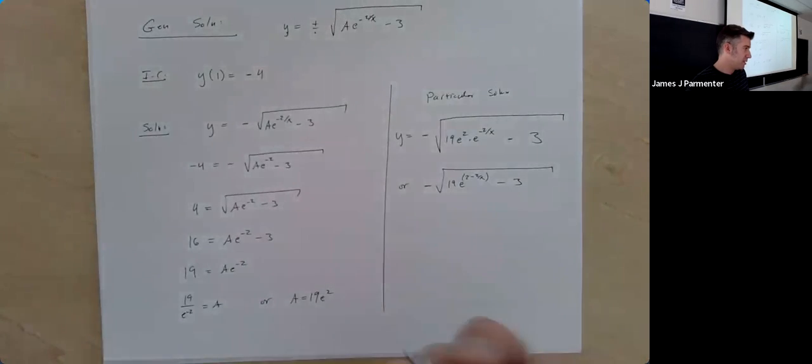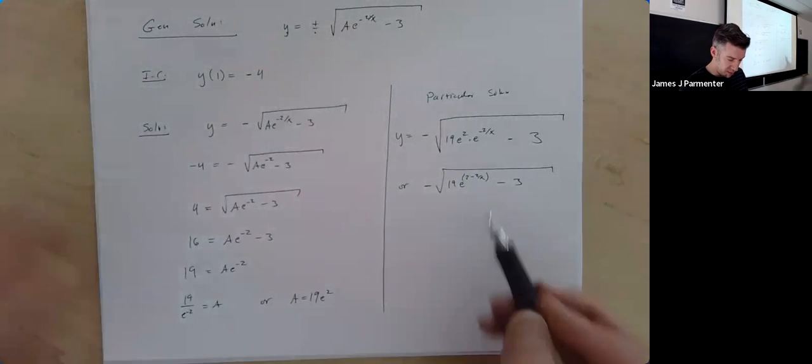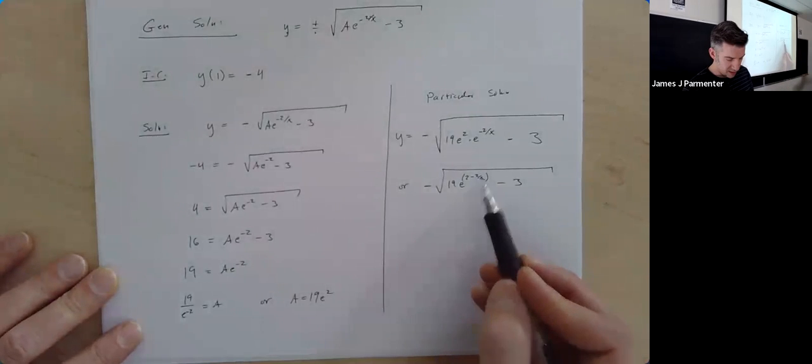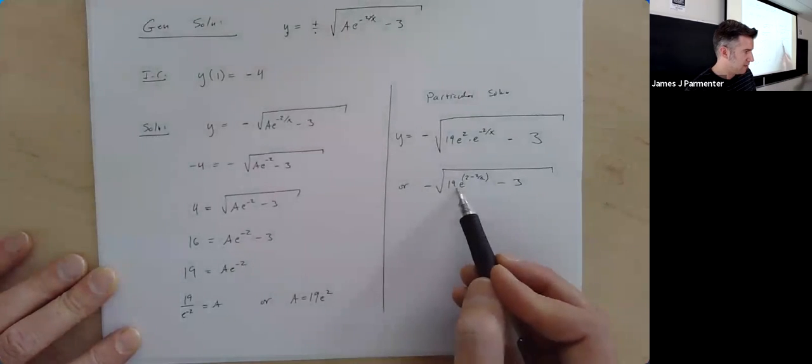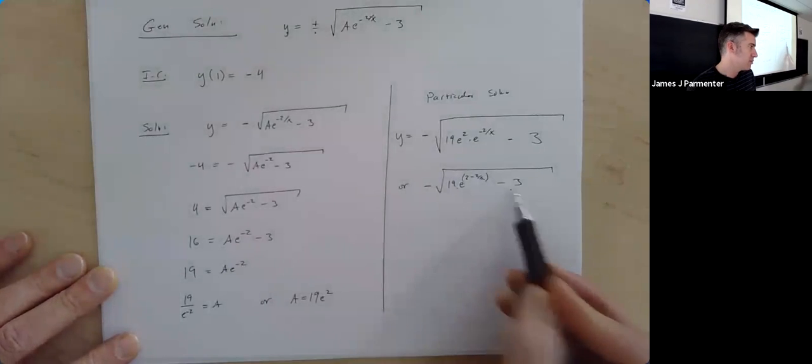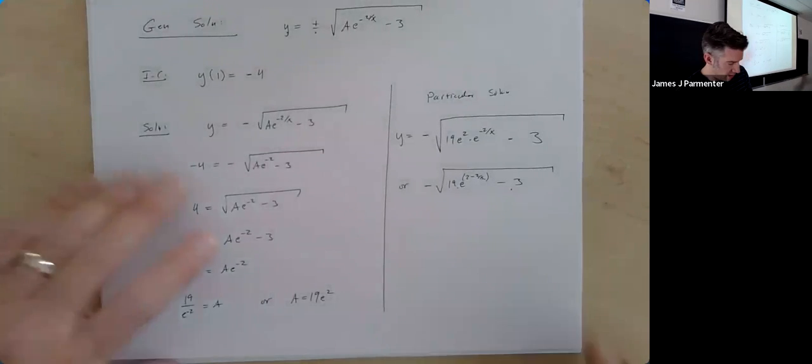And then you can plug in 1 and see that you get 4 if you really wanted to. And you do, right? Because you plug in 1, 2 minus 2 is 0, e to the 0 is 1, 19 times 1 is 19, minus 3 is 16, and the square root of 16 is 4. Totally works. Cool. All right, let's do something else.